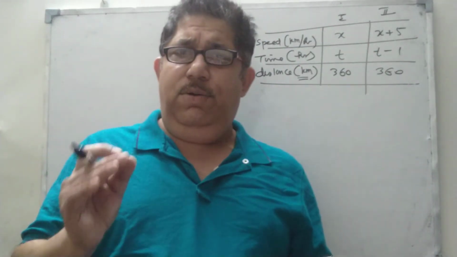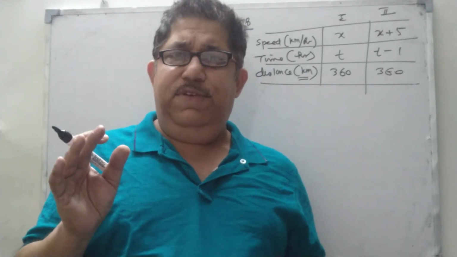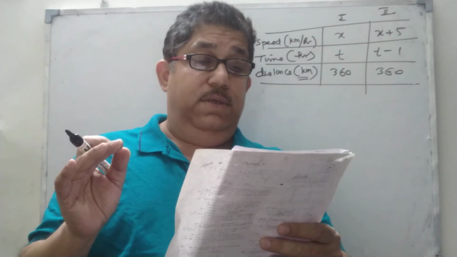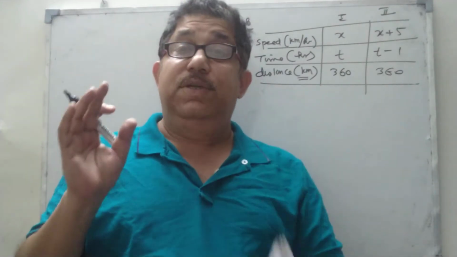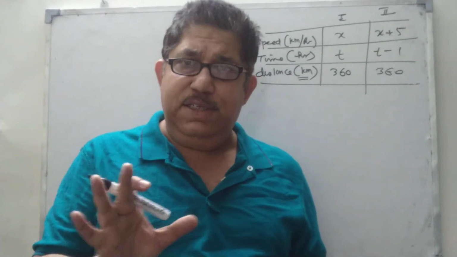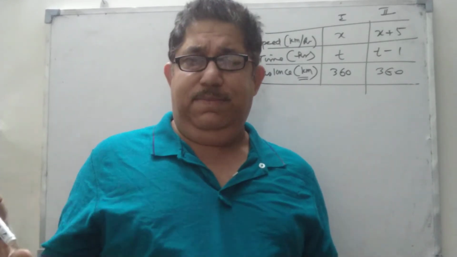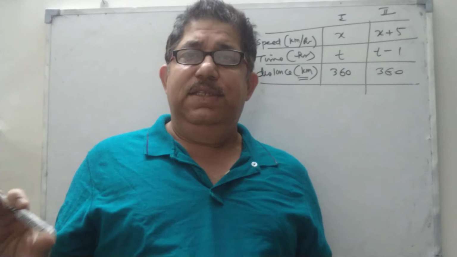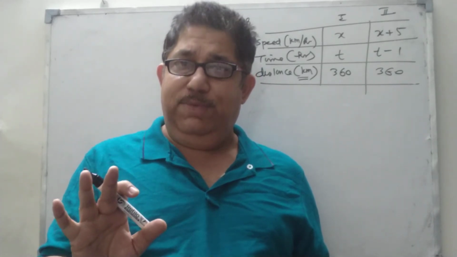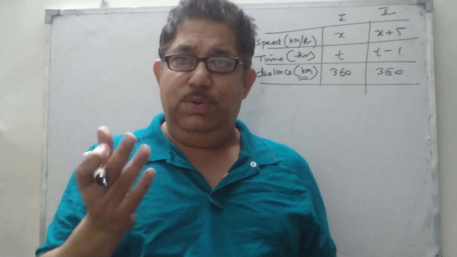Now, how to tackle this question? See, first of all, the last sentence says find the speed of the train. Now that means the usual speed of the train. So I am interested in x. I don't want t. So the best way to do it is to eliminate t. T, I don't want you. Please go away somewhere. So this is what I am going to do.